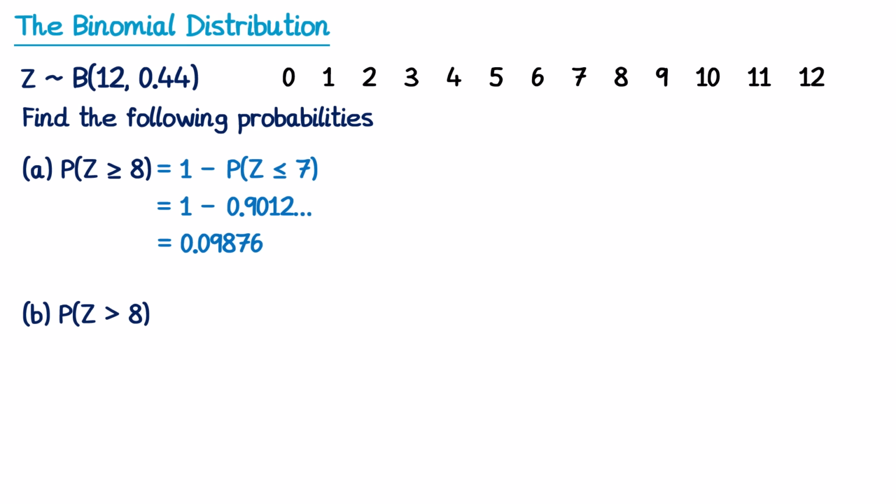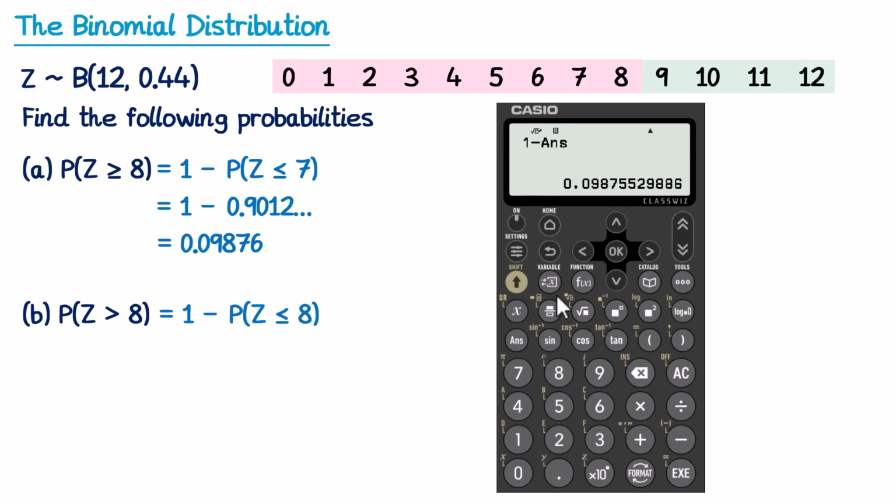For part B of this question, we want the probability that z is greater than 8, which means it will be any of the numbers that are 9, 10, 11, or 12, which means it's not any of the numbers from 0 to 8. So we'll use the same trick here by working out this probability of the numbers highlighted in red and subtract this from 1. So this is equal to 1 subtract the probability that z is less than or equal to 8. So let's bring back the calculator.